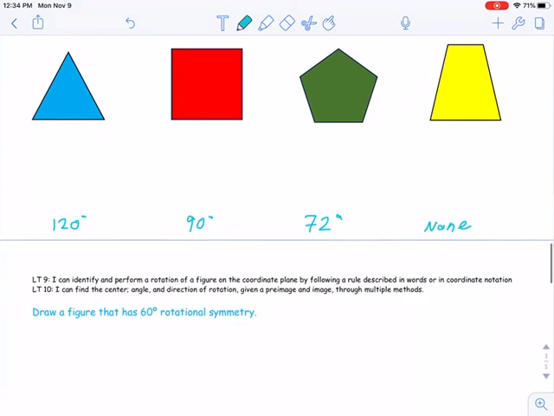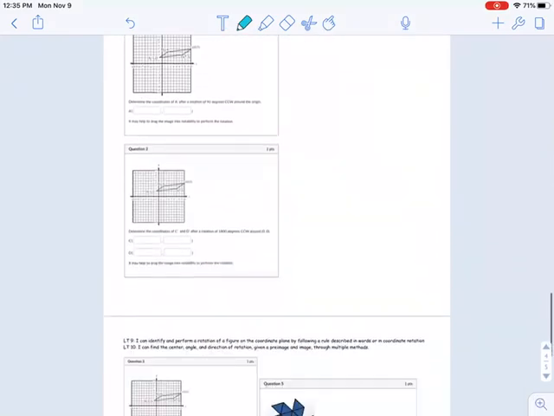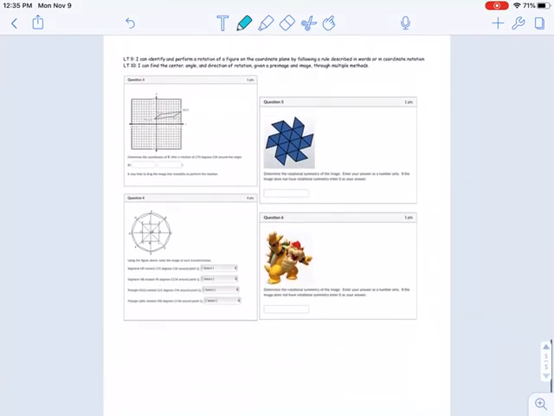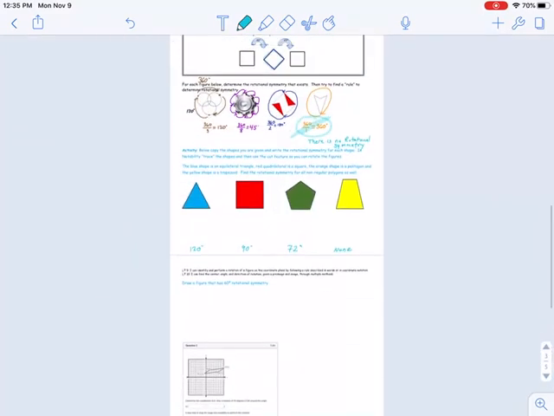All right, and then below I want you to draw an object that has 60-degree rotational symmetry. See if you can figure that part out. This is a fun little investigational activity. And then we got some canvas problems to knock out. This looks like a bunch of fun. Ooh, Bowser, so scary. All right, knock these notes out and have a good rest of your day.